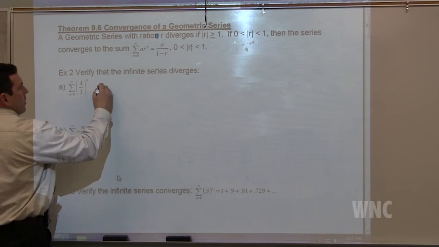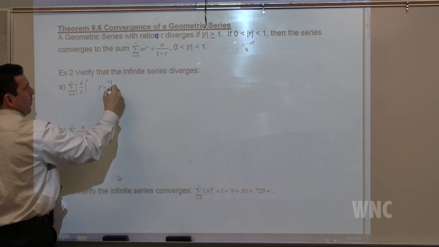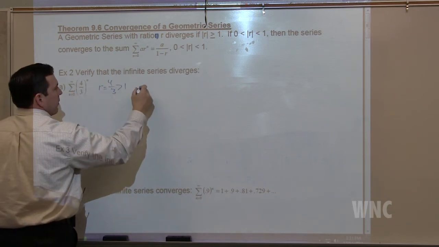So verify that the infinite series diverges. In this case, your a is 1, and the common ratio is 4/3, which is bigger than 1, so it diverges.